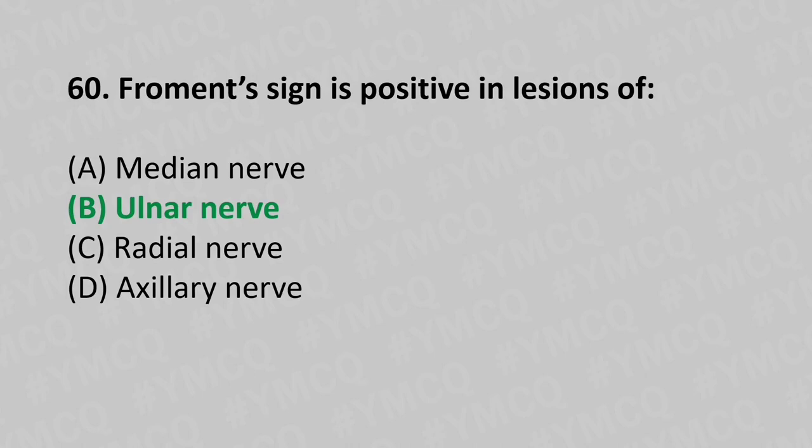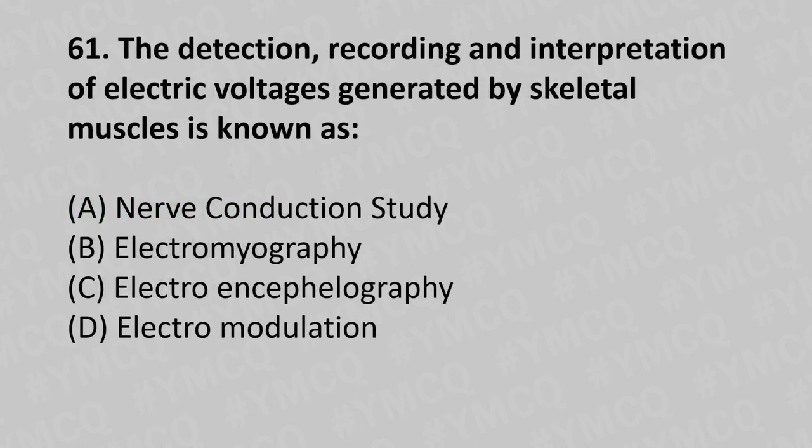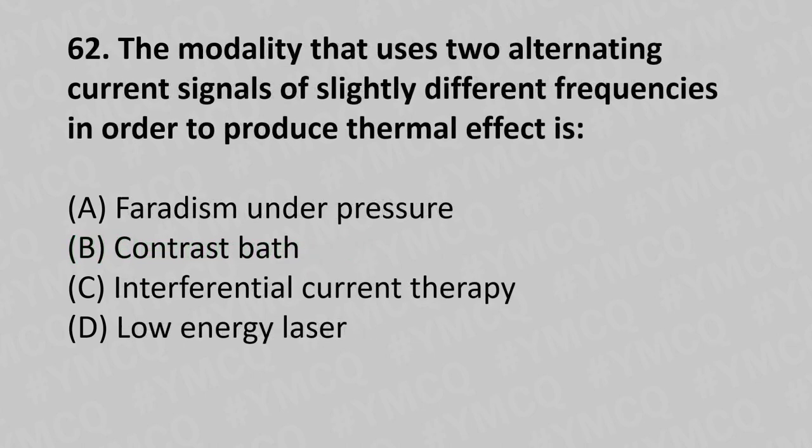Moving to our 61st question, the detection, recording and interpretation of electric voltage generated by skeletal muscle is known as Option A, nerve conduction study. Option B, electromyography. Option C, electroencephalography. Option D, electromodulation. And the answer is Option B, electromyography.